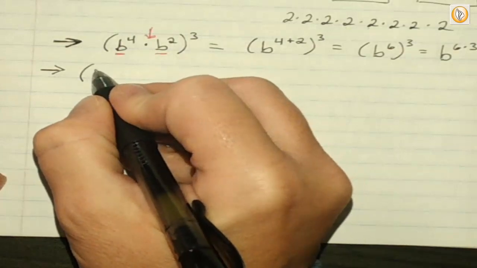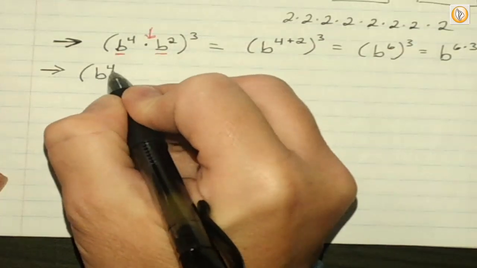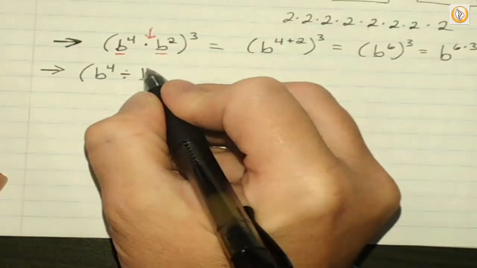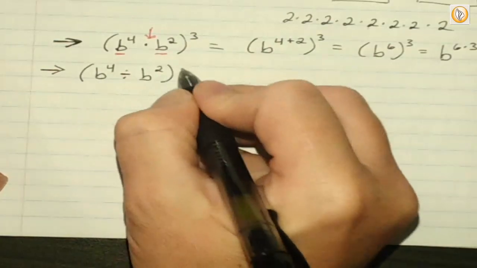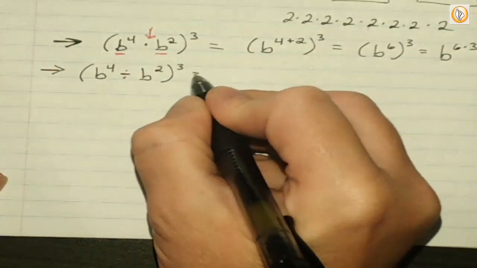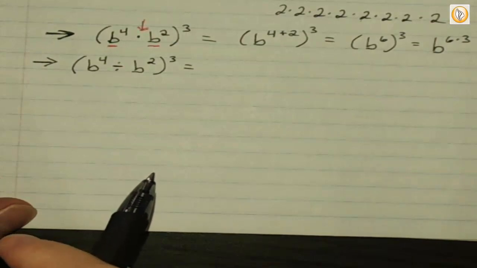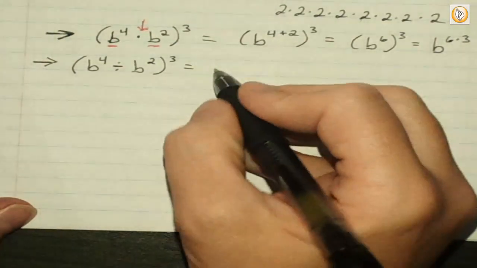b to the 4th power divided by b to the 2nd power, raised to the 3rd power. Who wants to be my next victim? Tanner?